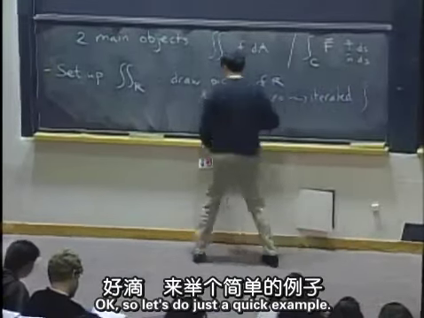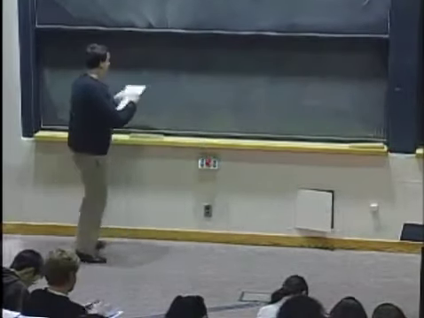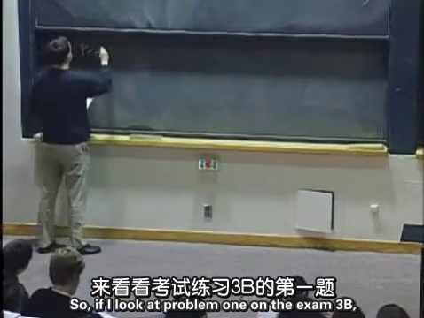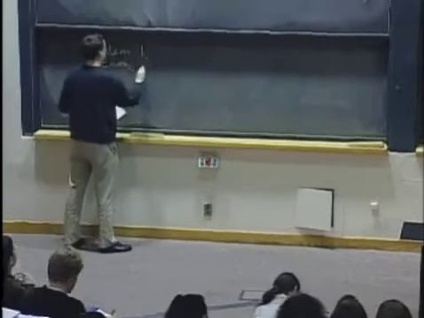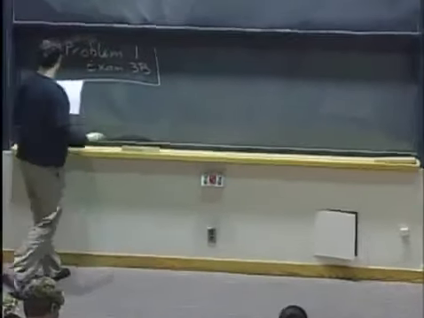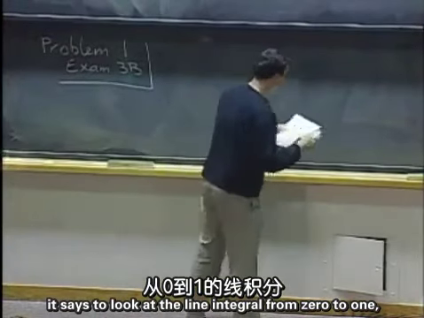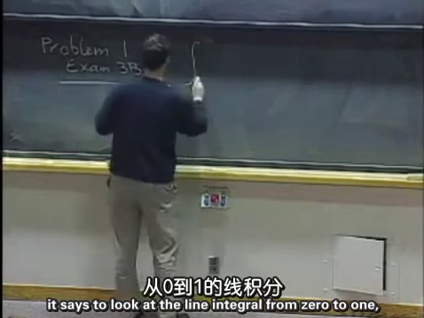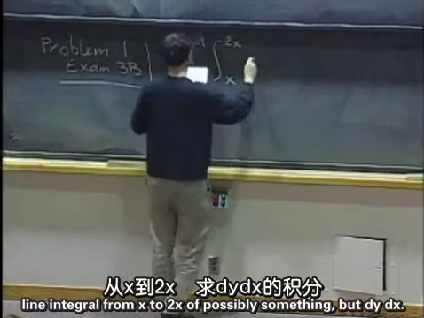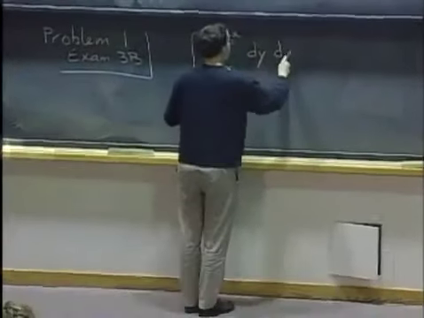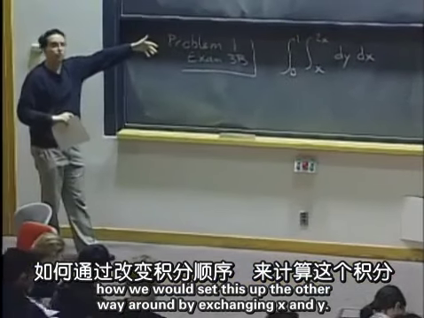Okay, so let's do just a quick example. If I look at problem 1 on exam 3D, it says to look at the integral from 0 to 1, the integral from x to 2x of possibly something, dy dx. And it says, let's look at how we would set this up the other way around by exchanging x and y.